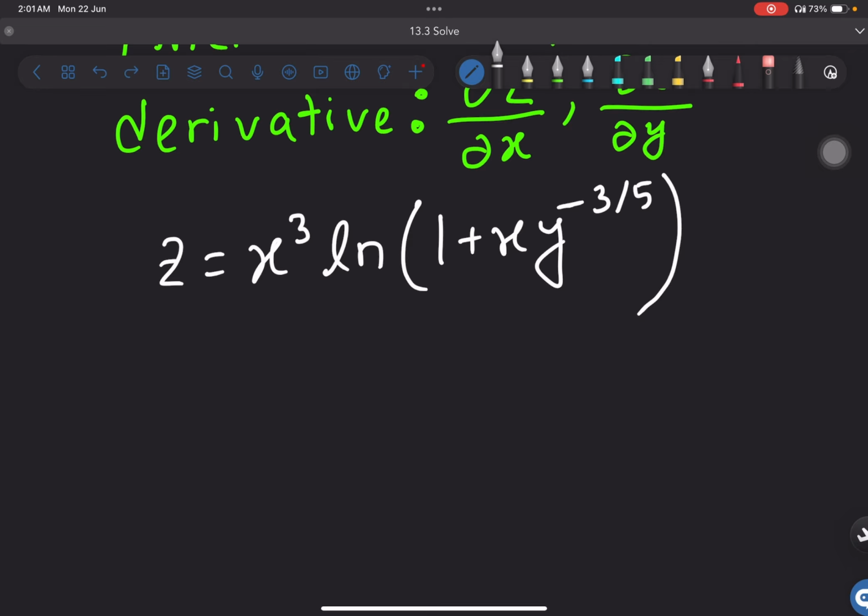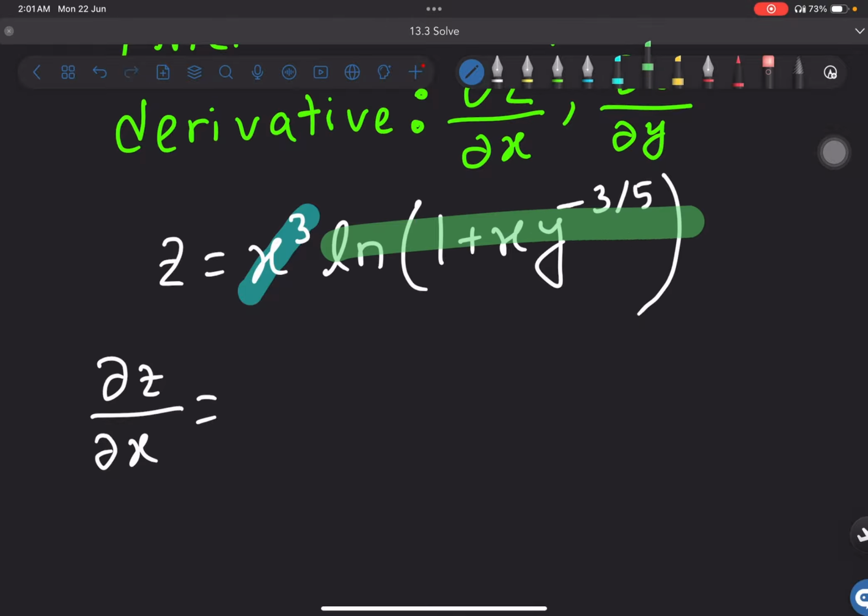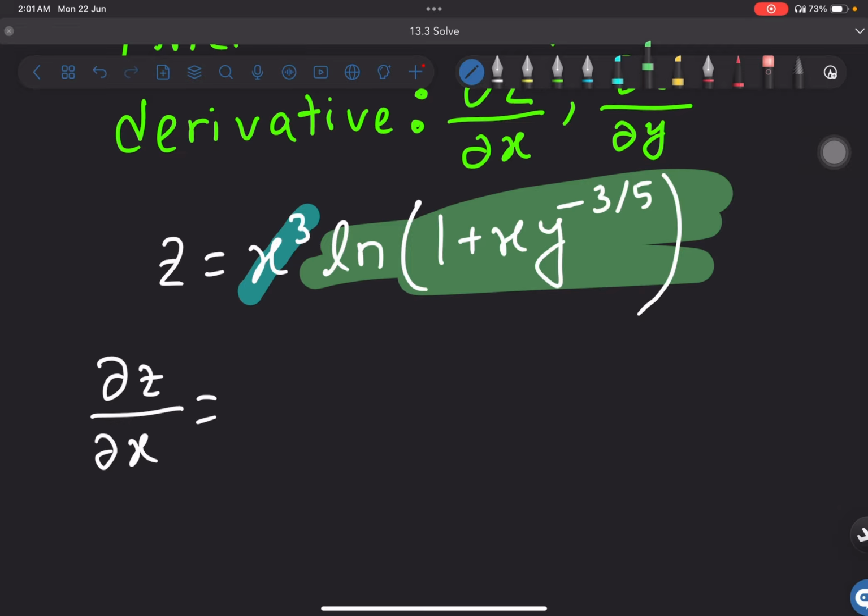So, at first, when we do del z of del x, we're differentiating this math in terms of x. And if you notice, in terms of x, there are actually two functions or two terms or two elements, however you want to say it. This is one element and this entire ln function is another element. Why? Because this is one independent function of x, but the ln is again another function of x.